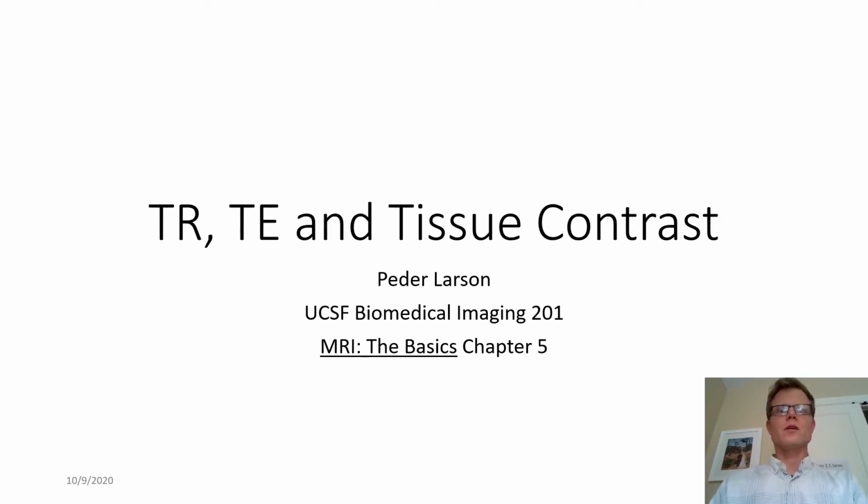Hello, welcome to the lecture for Chapter 5 of MRI The Basics for UCSF Biomedical Imaging 201, Principles of MRI. The topic of this chapter is TR, TE, and tissue contrast. If you don't know what TR and TE are yet, we're going to learn that here.